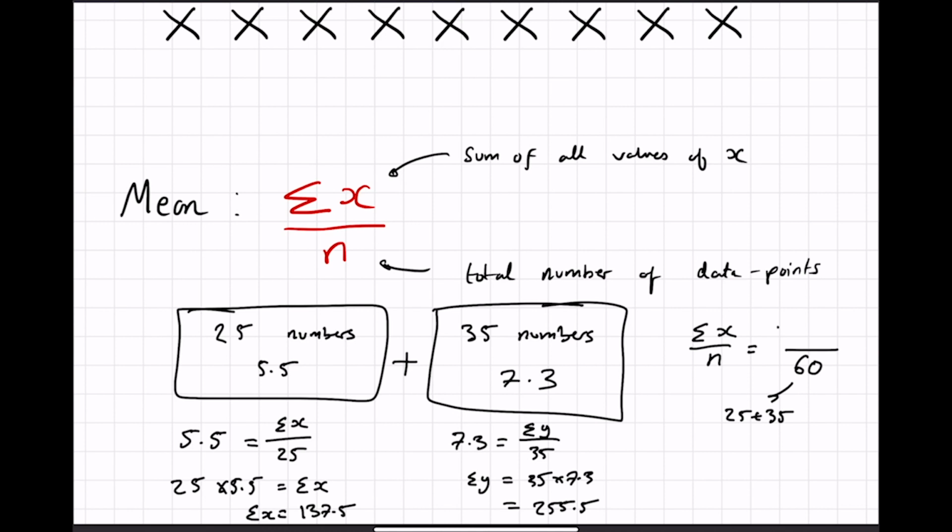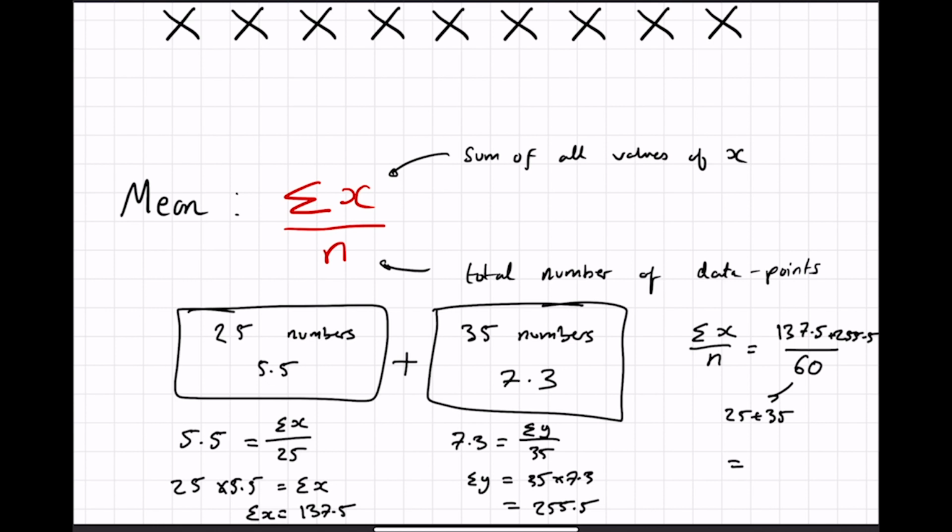Up here, what I do is add these two sums together, 137.5 plus 255.5, and this will give me another number, which I can divide by 60 to get my mean. So 137.5 plus 255.5, divided by 60. Yep.